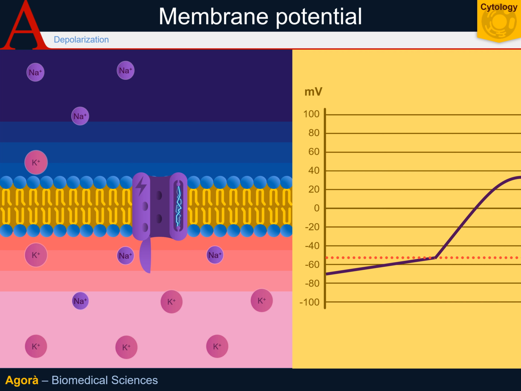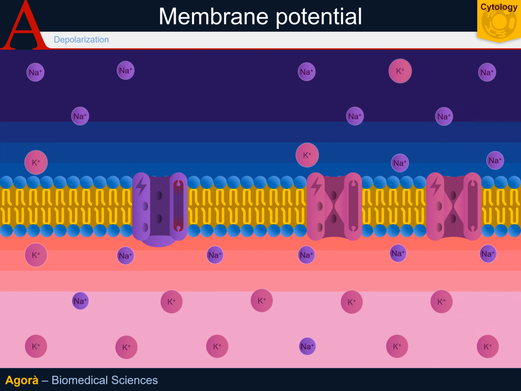For this reason, this phase is called depolarization. During depolarization, the potential rises to a maximum of +35 mV, after which the voltage-controlled sodium channels become inactivated, preventing further sodium entry into the cell. If sodium could enter freely, it would in fact rise to +65 mV.